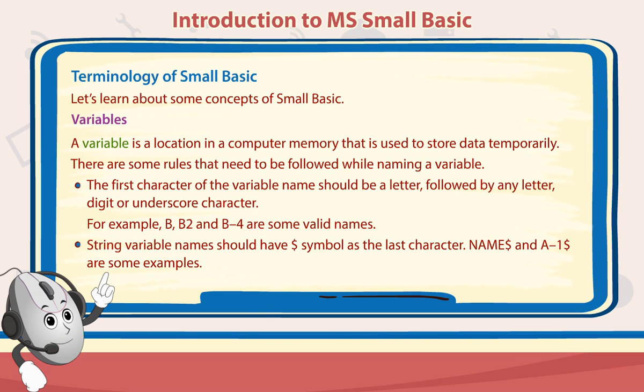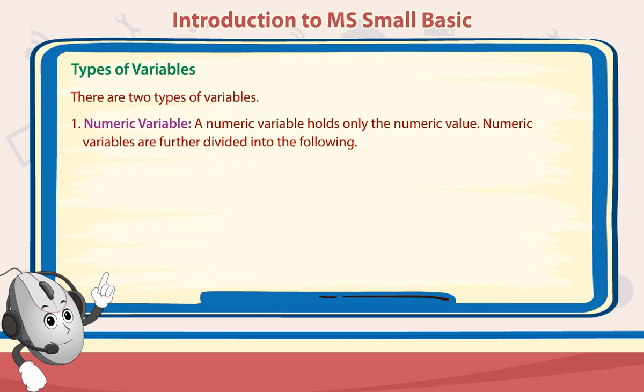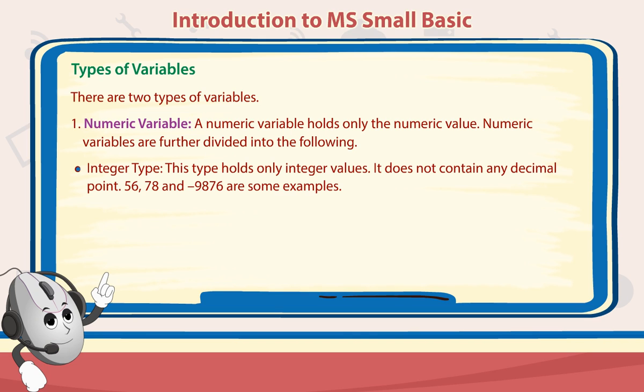String variable names should have the $ symbol as the last character. Name$ and A$1 are some examples. Types of variable. There are two types of variables. 1. Numeric variable. A numeric variable holds only numeric values. Numeric variables are further divided into the following.